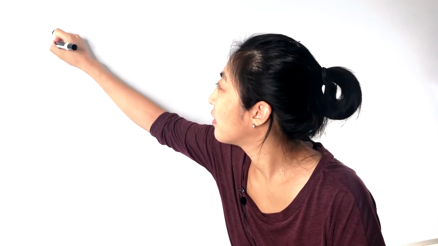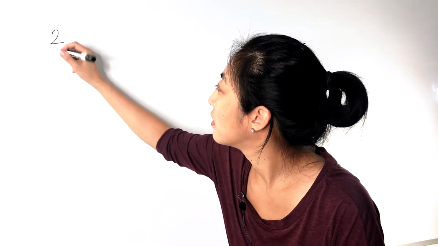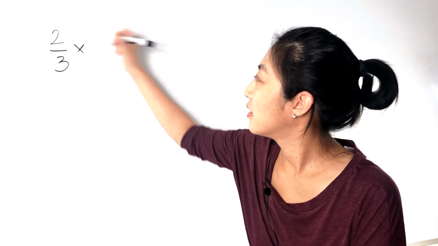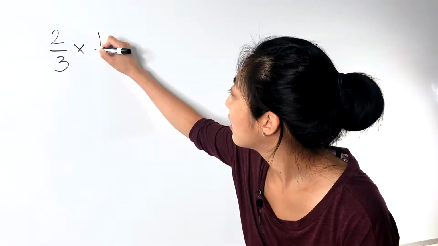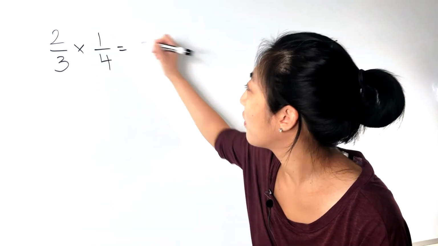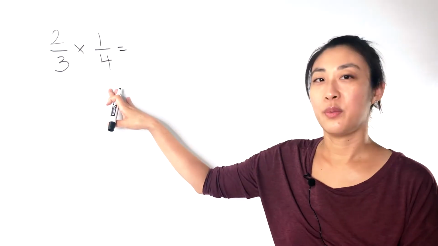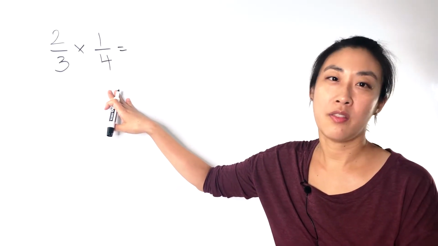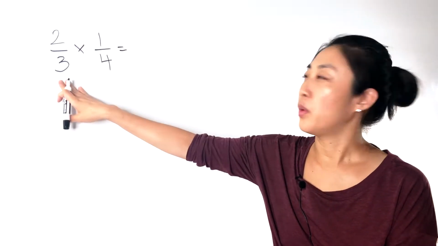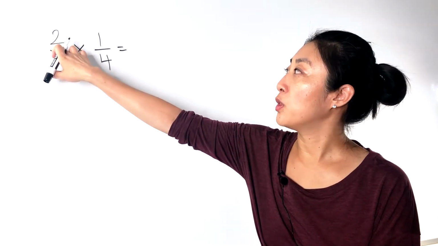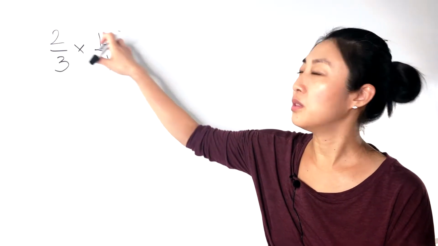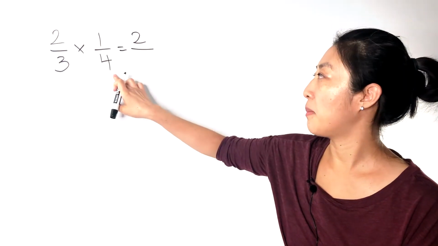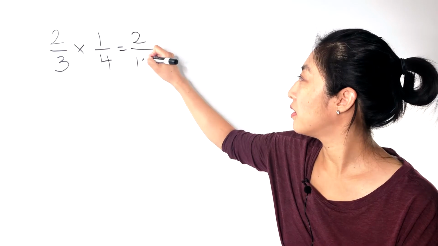So we have two-thirds times 1/4. When you're multiplying fractions, there are different ways you can multiply, and I'll cover the different ways. What you can do is multiply the numerators together. So 2 times 1 equals 2, and then 3 times 4 is 12.